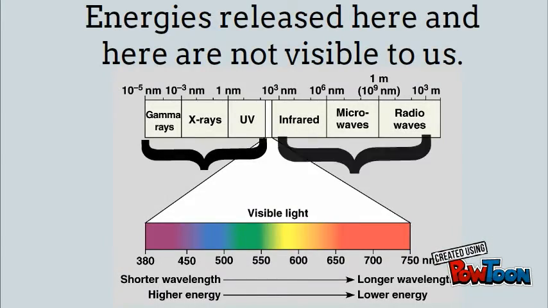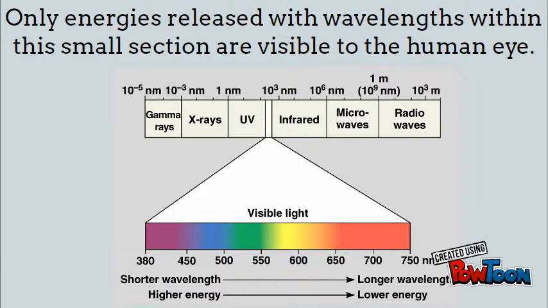Energies released here and here are not visible to us. They're either too large or they're too small. But the energy that is released right within the visible light spectrum is what is visible to the human eye, and we see it as color.